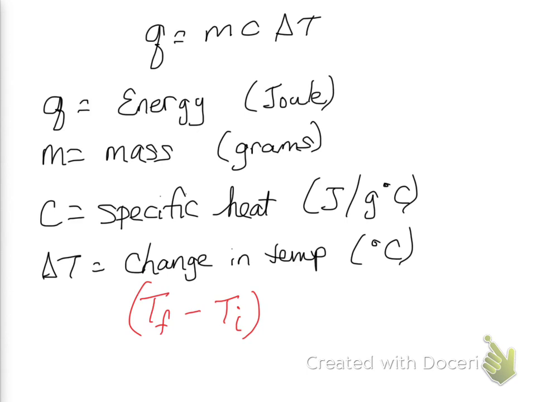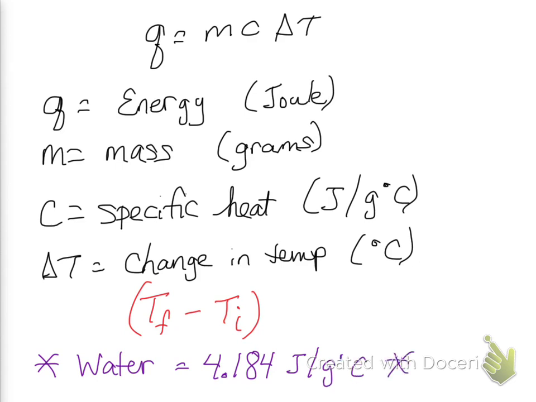It's also worth mentioning that a lot of times you'll have problems that don't give you the specific heat, and they refer to generally water in that case. Well, water has a specific heat of 4.184 joules per gram degree Celsius. So if you ever have a problem and it asks you about water, we know that water is going to have the specific heat of 4.184 joules per gram degree Celsius.